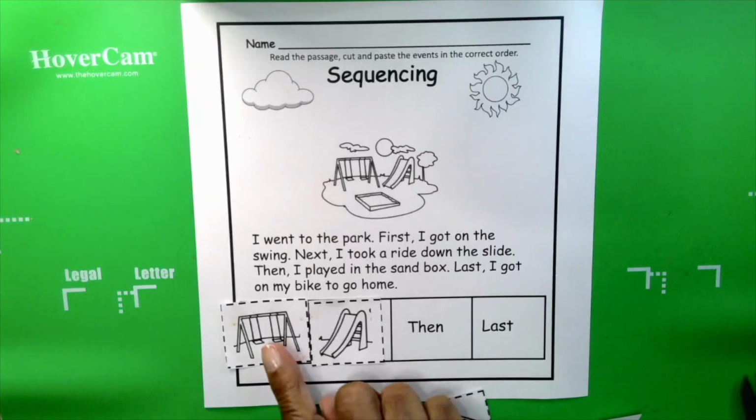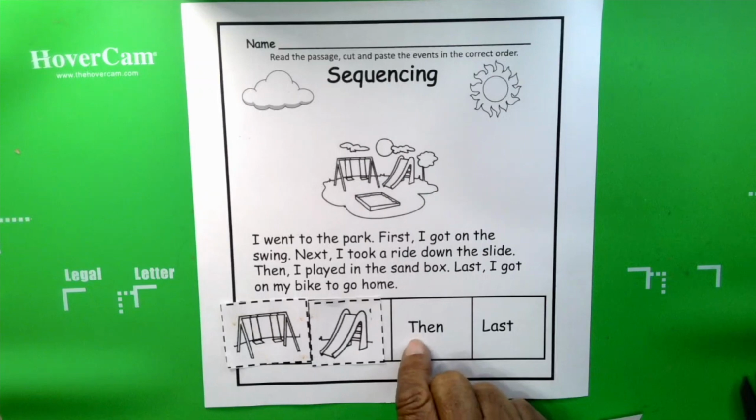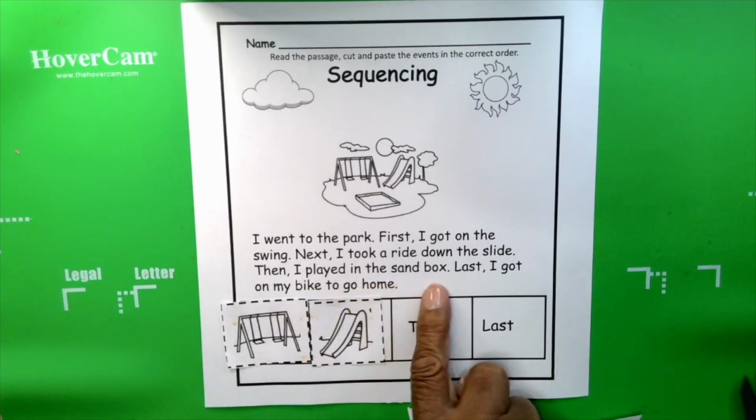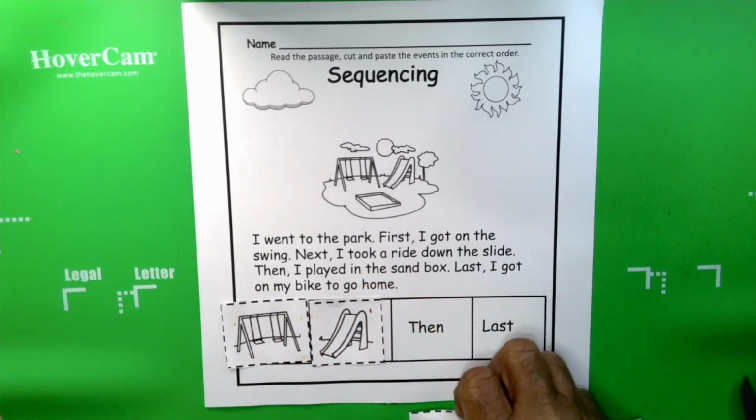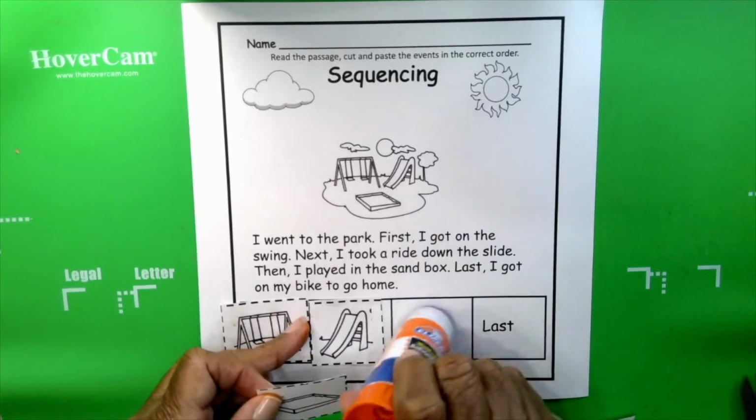Okay, so the first thing that happened, he got on the swing. Next, he rode down the slide. Then what happened? Let's look for the word then. Here it is. Then I played in the sandbox. Find your sandbox. Right here. Sandbox. Then.